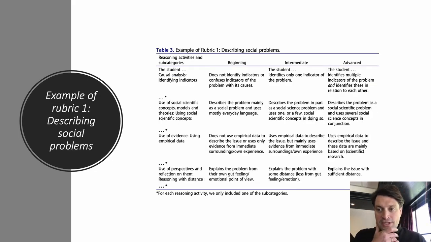So we developed those rubrics for social scientific reasoning based on the feedback from focus groups. Each category is further divided into those subcategories. And here you can see in Table 3 an example of Rubric 1, which focuses on describing social problems. We provided descriptions of students' reasoning at 3 levels: beginner level, intermediate level, and advanced level. So level 1, 2, and 3. For each subcategory, you can see those 3 levels.